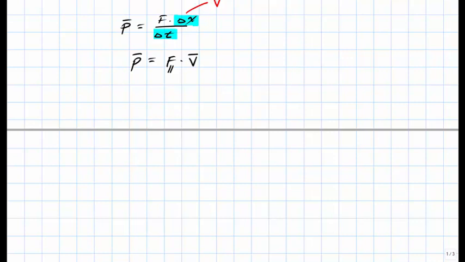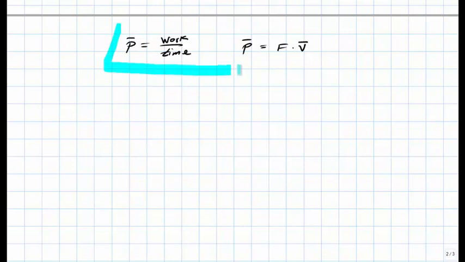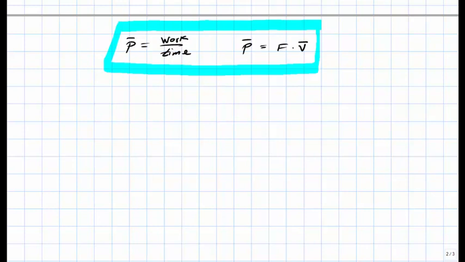And so we have developed two equations for average power. The first one is work divided by time. And the second power equation, of course, is force times average velocity. And we will place these two equations in a box. Now, let's take a look at the units for a second time.